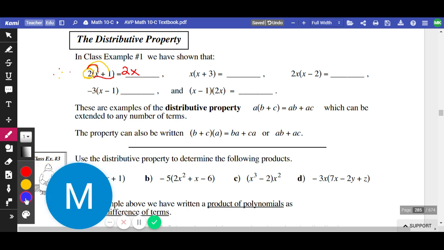We then distribute it in to the positive 1. 2 times 1 would be positive 2. We multiply the 2x in using the distributive property. It becomes 2x plus 2. Awesome. We're going to look at a bunch of examples together. So if the first one didn't click, maybe the next 4 will.